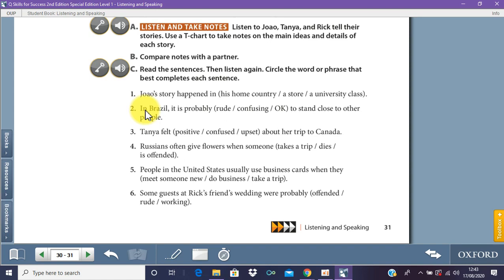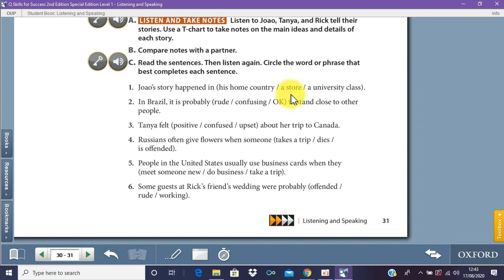So, Jawar, I'm going to try pronouncing this name. I'm very bad with foreign names, so I do apologize, okay? We'll call it Jawaz, I think Jawaz. Story happened in a store. Okay, happened in a store.